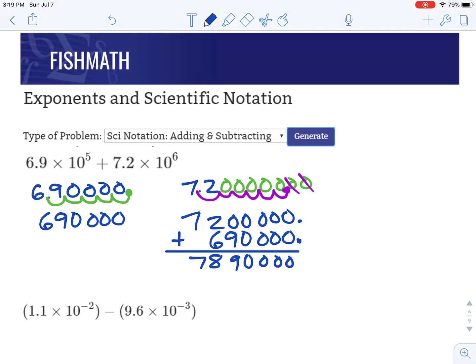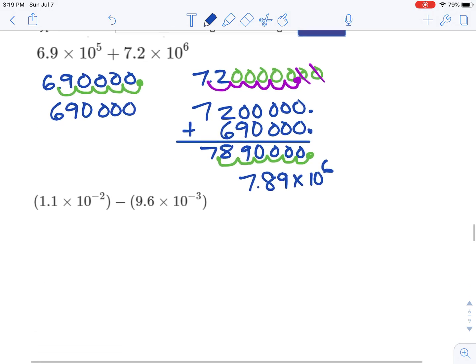Then we can convert this back to scientific. Take the decimal here, move it 1, 2, 3, 4, 5, 6 times to get between 1 and 10. And we get 7.89 times 10 to the 6. And that's our answer. Now for subtracting, it's a little bit trickier, but same idea.